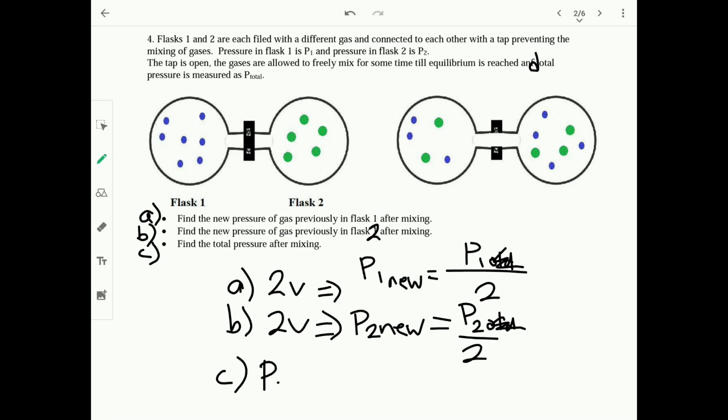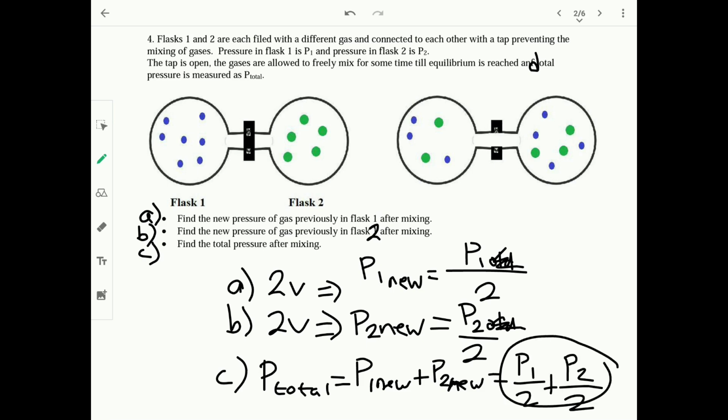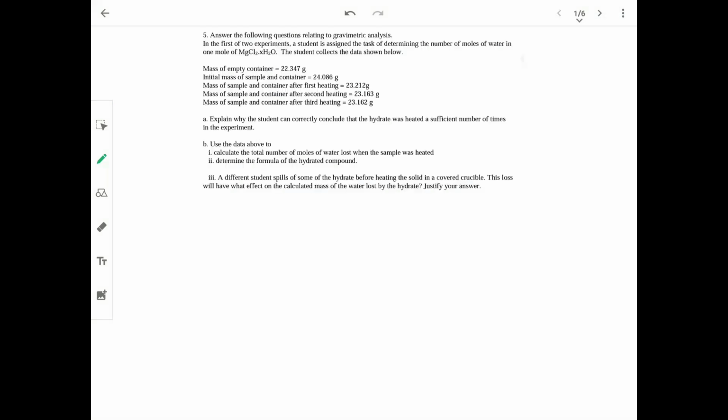All I have to do is P total equals P1 new plus P2 new, P1 over 2 plus P2 over 2, and that's it. Let's move on to number 5.